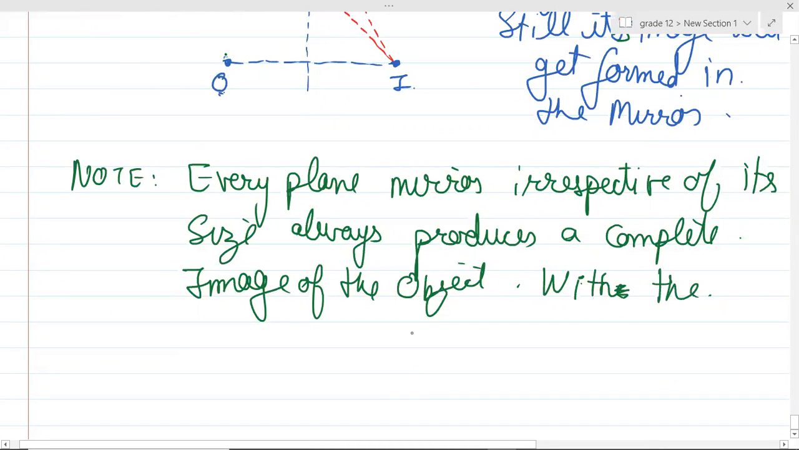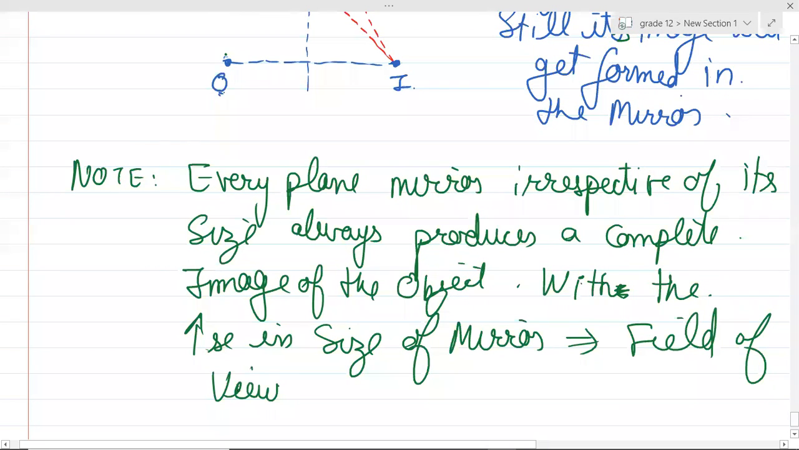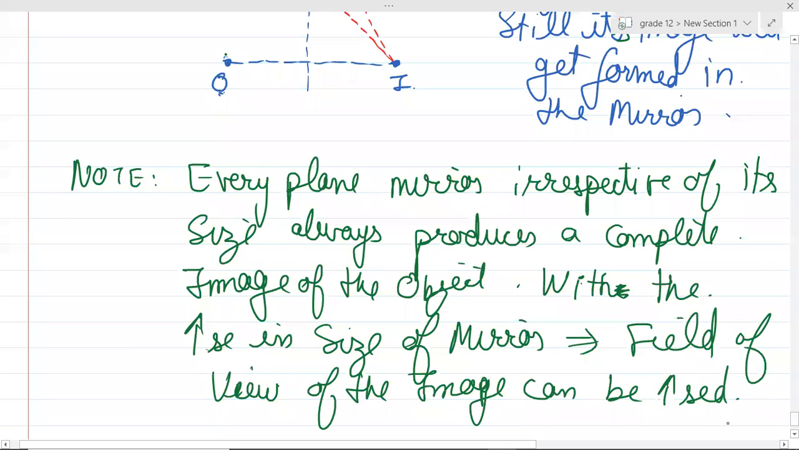Although we can do this with an increase in the size of the mirror. When the size of the mirror increases, then the field of view of the image can be increased, right? Is this clear, guys? Yes. Okay. So in the next class we'll do some questions which are based on this.